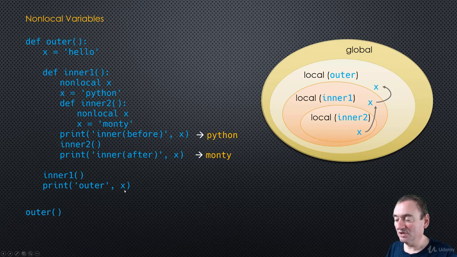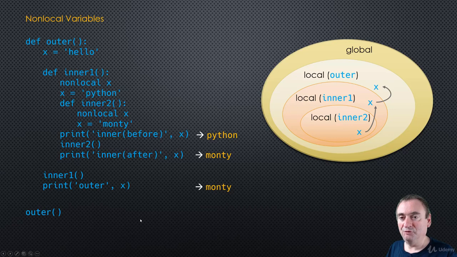So now we have print outer comma x. Well, which x is it printing? It's printing the x of the outer scope, right? We're in the scope of outer. And what's the value of x at that point? Well, it's Monty, because we just changed it from within inner1 from within inner2, right? So it was nested 2 levels deep. But remember, all these variables are pointing back to the outer scope x. So we are also going to get Monty when we print x out at that level.